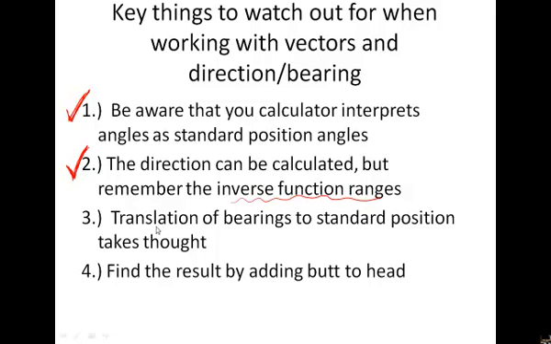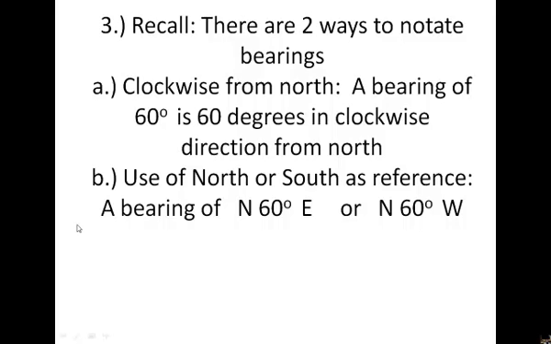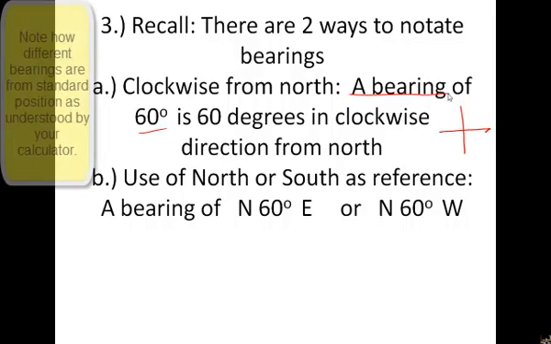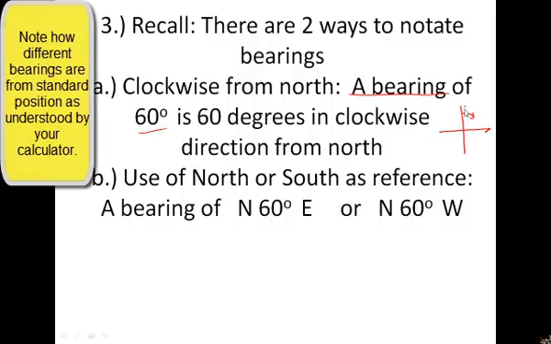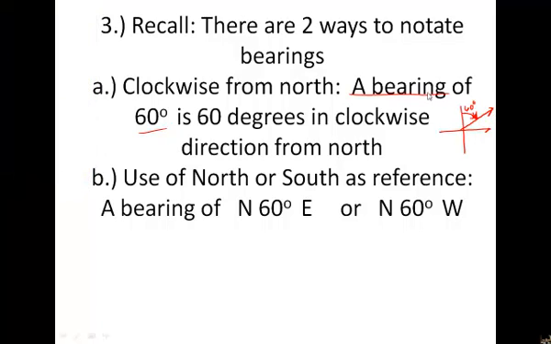The next objective is to be able to translate bearings to standard position, and it takes some thought. Let's recall that there are two ways that we can notate bearings. We can do clockwise from north, where a bearing of 60 degrees is 60 degrees in the clockwise direction from north. If I wanted to communicate to you that you needed to go in a direction of a bearing of 60 degrees, it would look something like this. Go 60 degrees in the clockwise direction. There it is right there. So that's a bearing of 60 degrees.